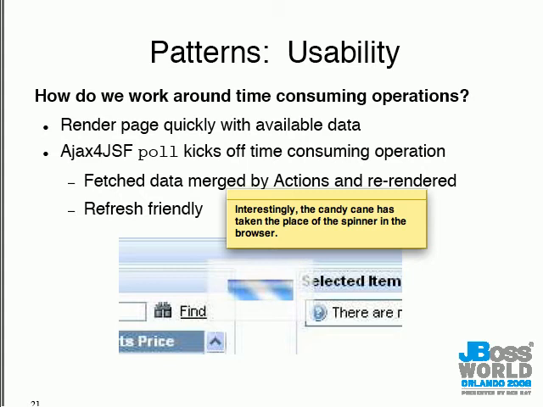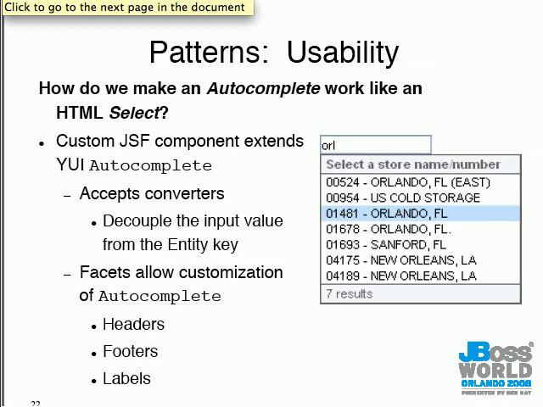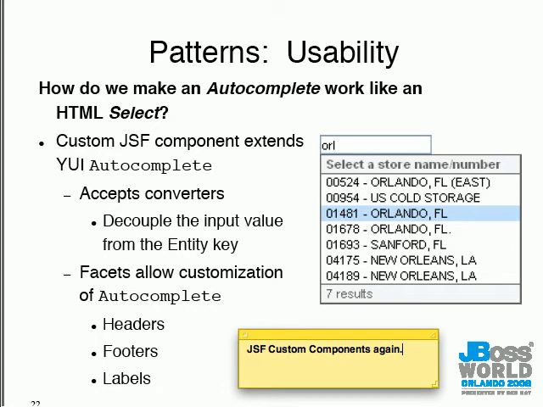Another interesting scenario is how do we make an autocomplete work like an HTML select? A lot of you probably saw the autocomplete that Mark typed in a store name, Orlando, for instance, and he got some suggestions on what some possible matches. An HTML select, you might oftentimes put options into the select tag that you have a label that's displayed to the user, and then you have an underlying code value, like maybe it's a primary key value that's not going to make any sense to the user.